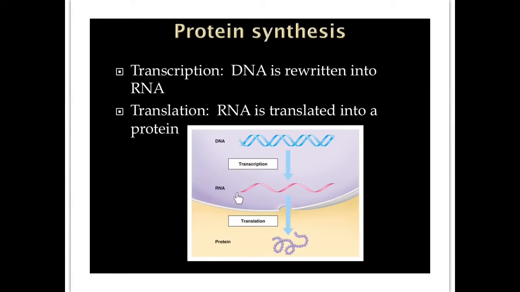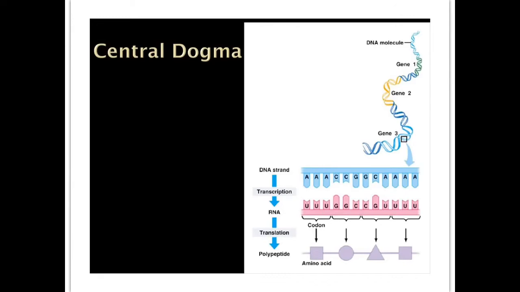Translation is when that RNA, in eukaryotes, is actually going to leave the nucleus. It's going to go to a ribosome, and there it's going to be read in order to make a protein. Both prokaryotes and eukaryotes have ribosomes, so translation happens at the same location in prokaryotes and eukaryotes. The central dogma of biology is this flow of information from DNA to RNA to protein or polypeptide. So that's what this image is showing, just an overview where rewriting DNA to RNA is transcription, and reading RNA to make a protein is translation.